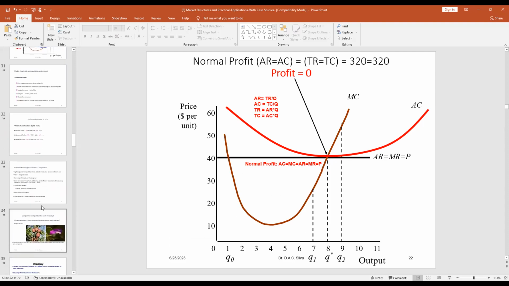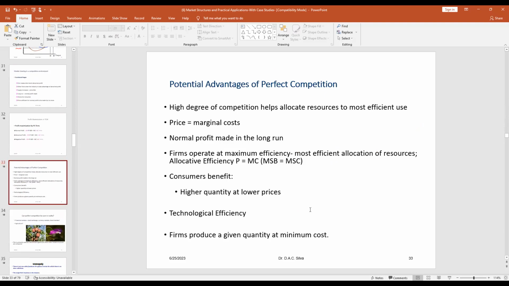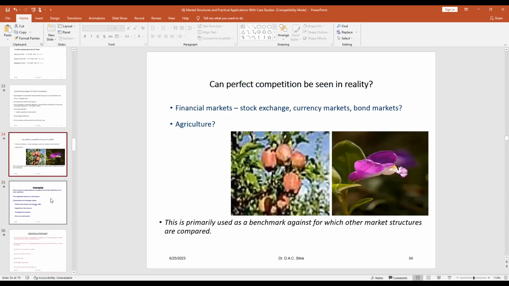Therefore, we believe that if we can ensure a perfectly competitive market, consumers are happy, producers are happy, and the economy is getting the best possible benefit. So that is why consumer benefit, and because of technological efficiency, firms can reduce their cost of production to the minimum point of AC. With that knowledge, we can finish the perfectly competitive market.